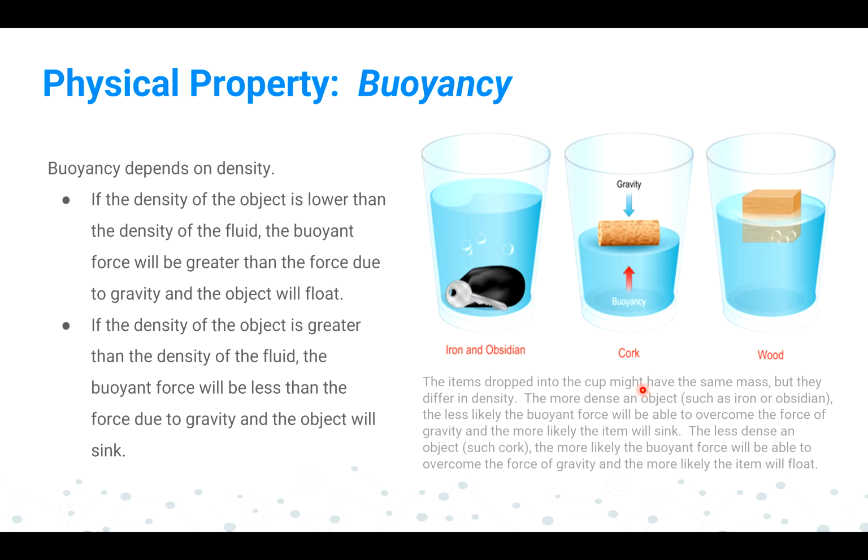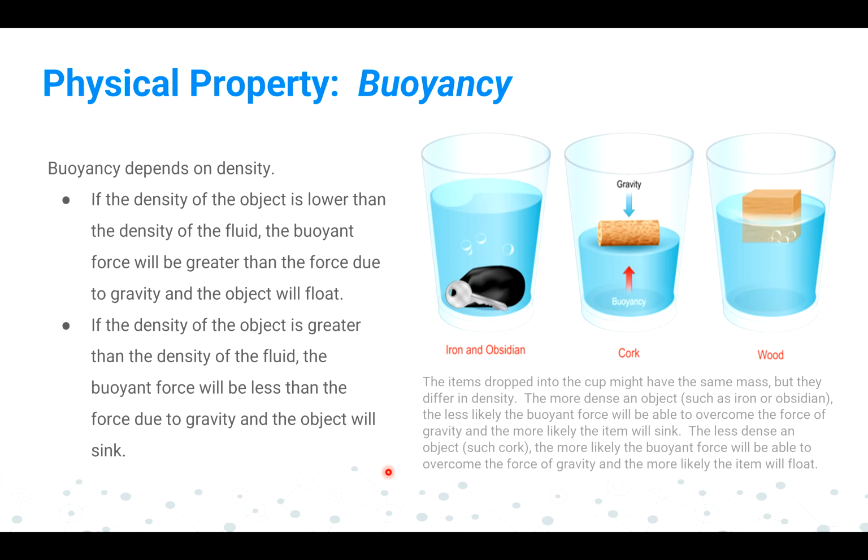And this buoyant force helps to maintain the processes. Like take an example, buoyancy depends on density. If the density of the object is lower than the density of the liquid, buoyant force will be greater than the force due to gravity and the object will float. And in reverse, if the density of the object is greater than the density of the liquid, the buoyant force will be less than the force due to gravity and the object will sink.